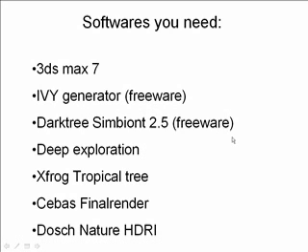So the software you need is 3ds Max 7 and Ivy Generator, which is a freeware, and we are going to use the Darktree Simbiont 2.5 plugin to create texture for the ground. And Deep Exploration is for converting 3ds Max objects to OBJ files, and Xfrog tropical tree for the papaya tree. This is optional, and rendering with Finalrender and with a Dutch nature HDRI background.